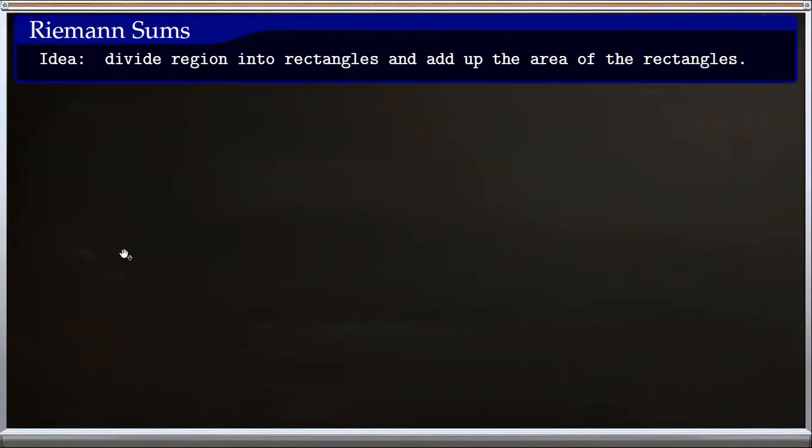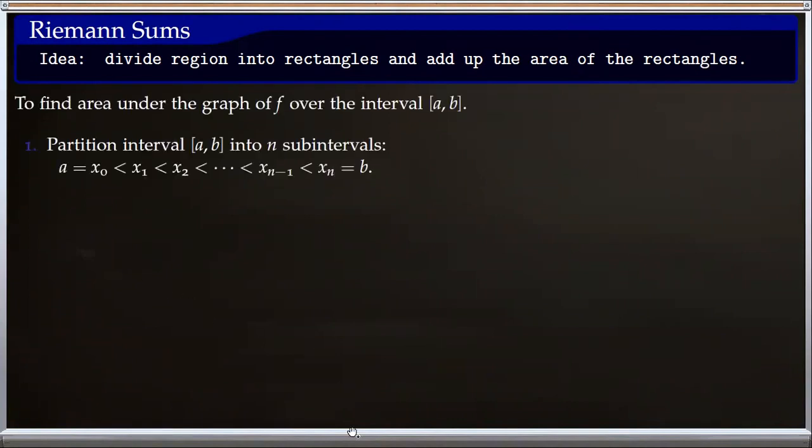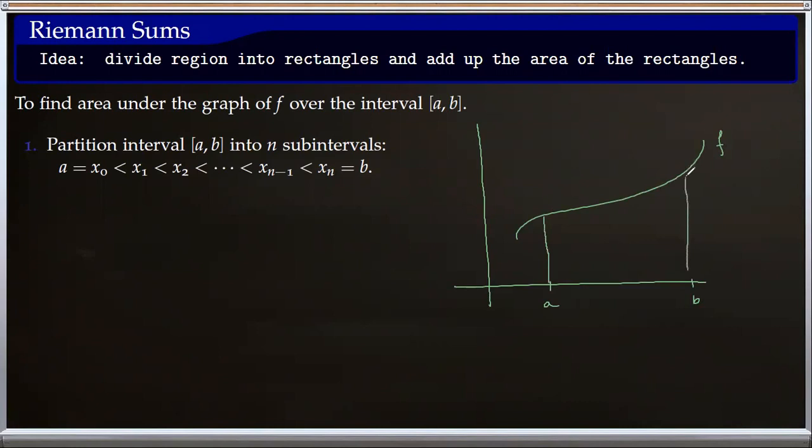So the basic idea behind Riemann sums is to divide the region into several rectangles and add up the area of the rectangles. So let's quickly go through the process. Let's say we are looking at this function f and we are looking at the area from A to B. We are trying to estimate or find this area. So first we want to partition the interval AB into n subintervals. So n can be any number. So we have a bunch of partitions here.